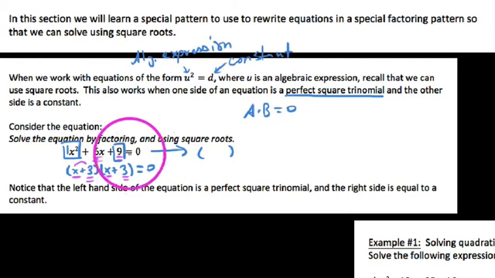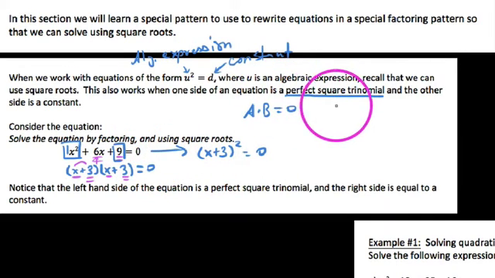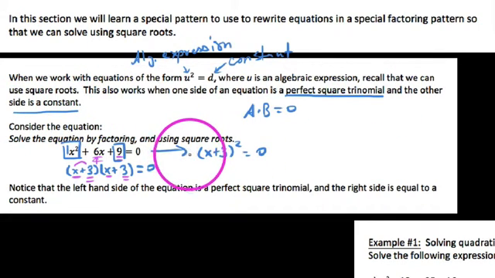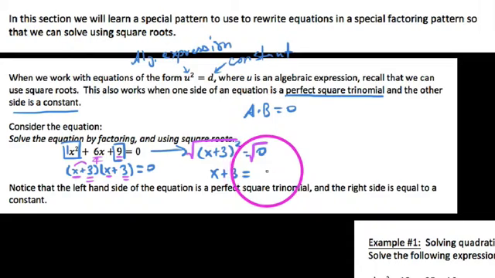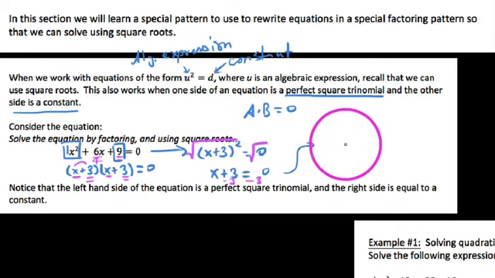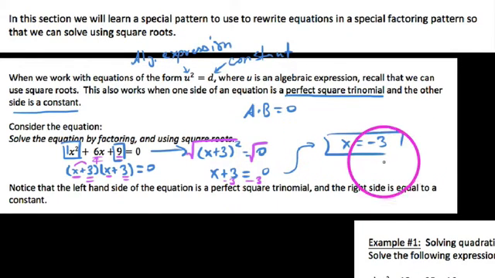So essentially what I could say is that this original quantity, we could have factored into x plus 3 squared equaling 0. And the nice thing about having an equation where one side is a perfect square trinomial and the other side is a constant is that now we can take the square root of both sides. I get left with x plus 3 is equal to the square root of 0, which is 0, and then subtracting 3 from both sides leads us to the conclusion that x equals negative 3, and we got that answer twice. Notice that the left-hand side of the equation is a perfect square trinomial. That's important, but also the right side has to equal a constant. If that's the case, again, we can use square roots to solve this.